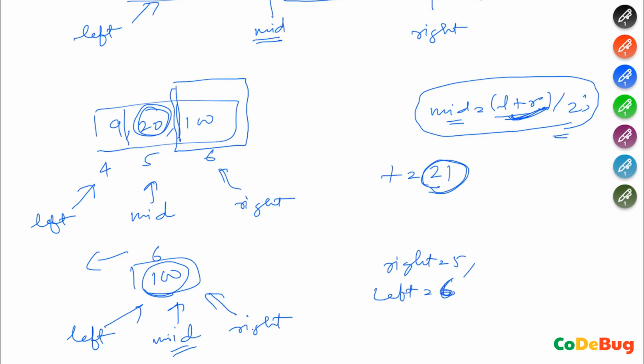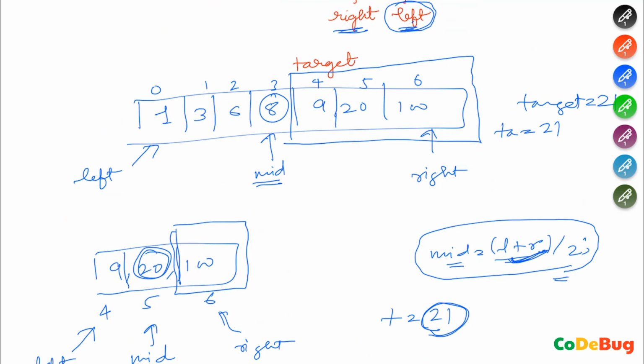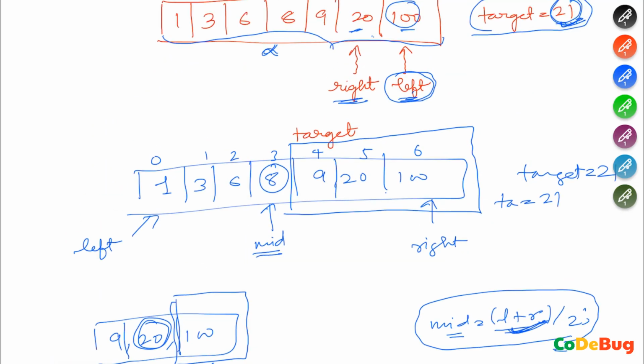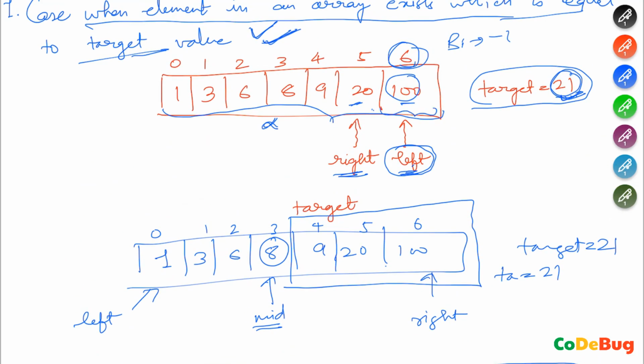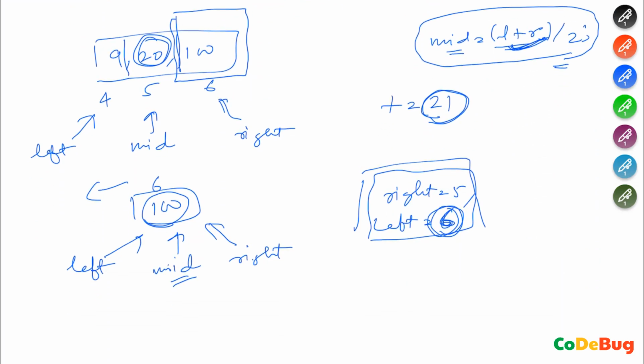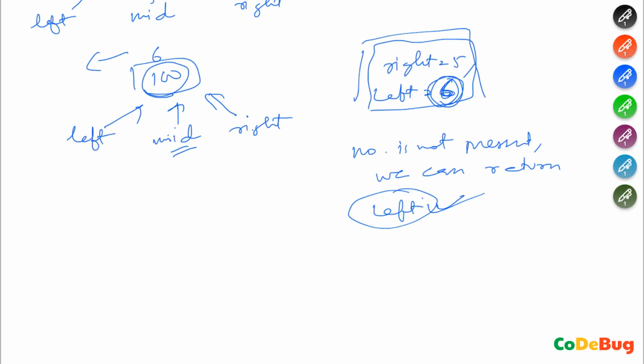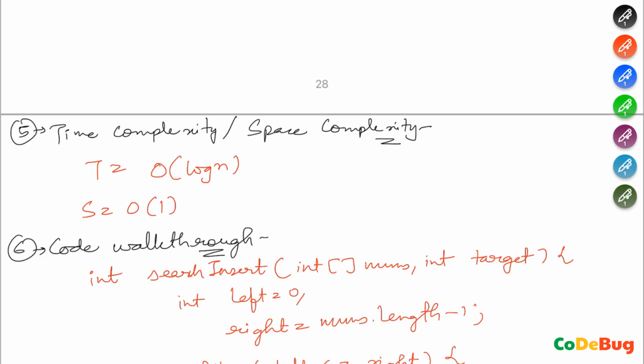At this point we will terminate our search, and finally we'll have left at the 6th position, right? And this is what we said, that after the end, left will be pointing at the position where the target is to be inserted. So in the second case, when the number is not present in the array, we can return left. And we have seen an example why we do so.